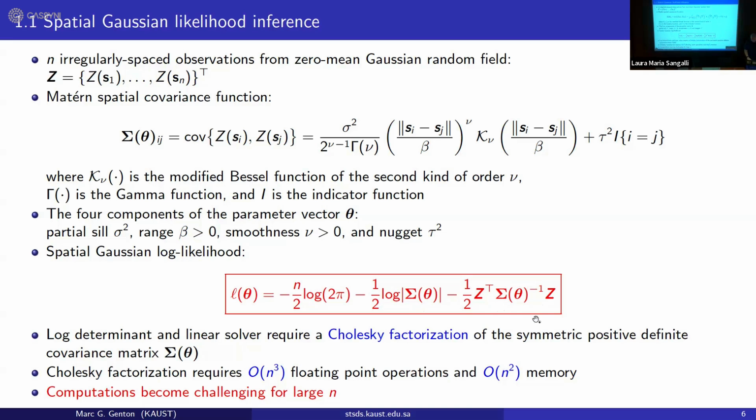So typically, to evaluate this log likelihood, you would have to compute a Cholesky factorization of the covariance matrix sigma. Sigma is, by construction, with this Matern covariance function, a symmetric and positive definite matrix. But this Cholesky factorization will require of order n cubed operations and n squared memory. So when n, the number of locations, becomes large, then this becomes a very challenging problem to just evaluate this log likelihood function.